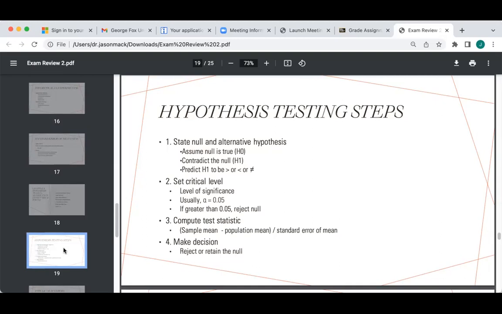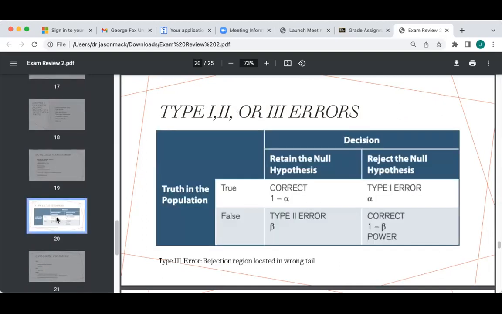To find the statistic, you do sample mean minus population mean over the standard error. And then you make a decision whether it's greater than or less than. These are the errors. If the null is true and you retained the null hypothesis, you were correct, that's fine. But if you retained the null and you were wrong, it's a type 2. If you rejected the hypothesis and it was true, then it's a type 1 error.